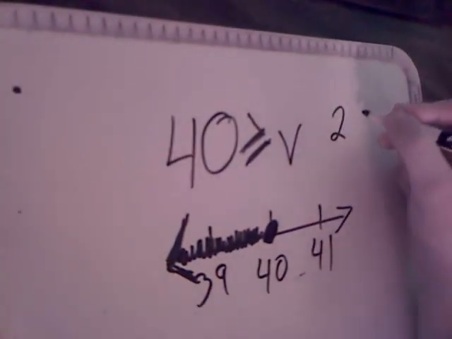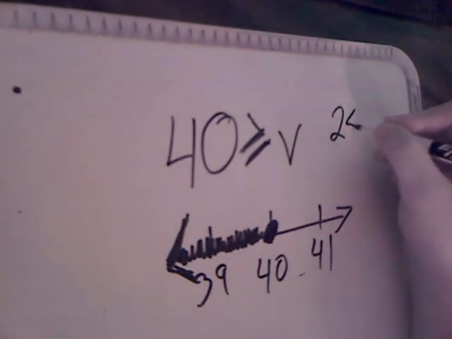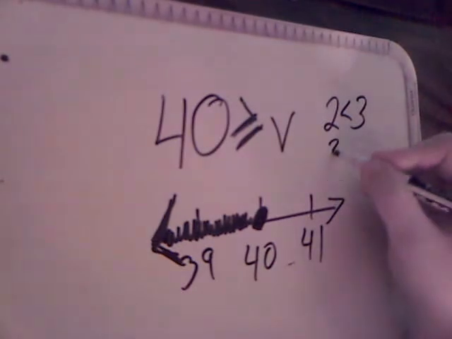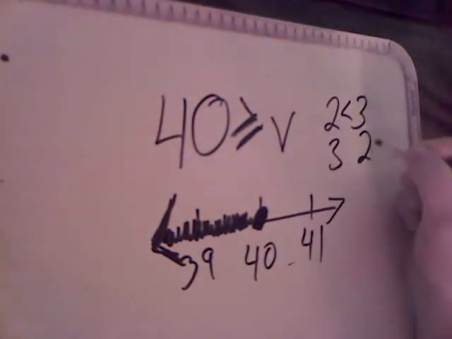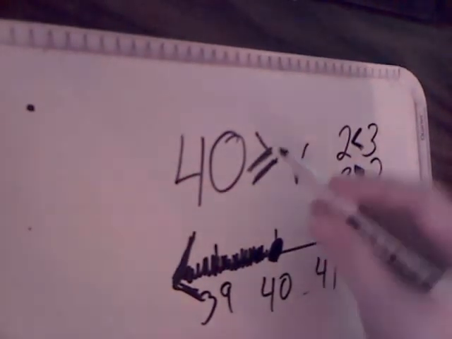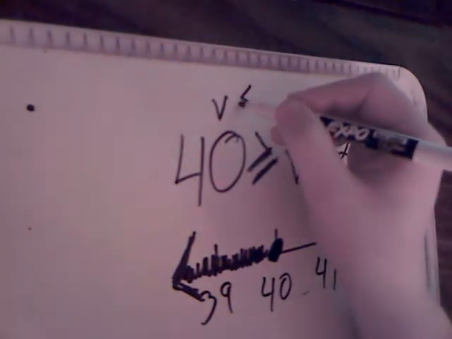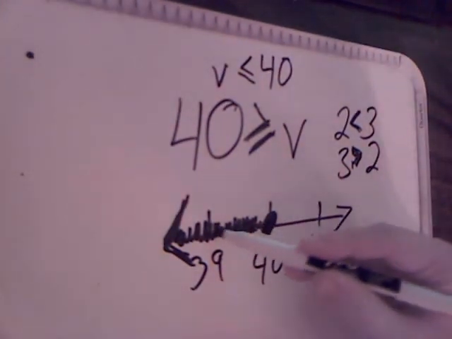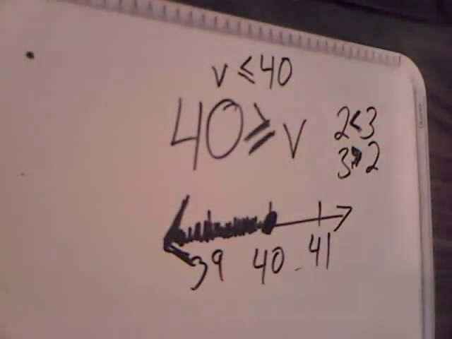The reason that this works is because if we have 2 < 3, if we switch these two numbers around and we switch the sides, 3 and 2, this sign is not going to stay the same. You're going to have to flip this sign to keep the little mouth trying to eat the 3. So if we were to flip this around to still keep this true, we would get v ≤ 40. That's why it's very important that you pay attention to which side the letter is on.